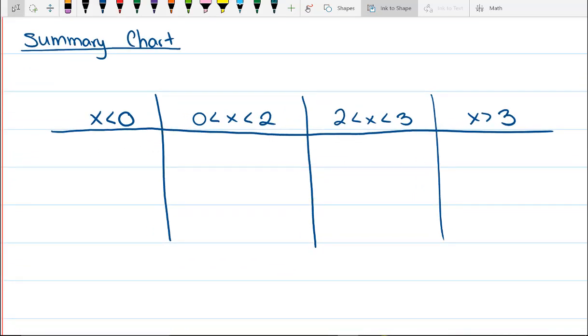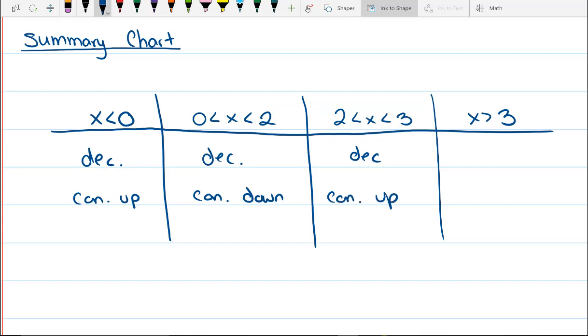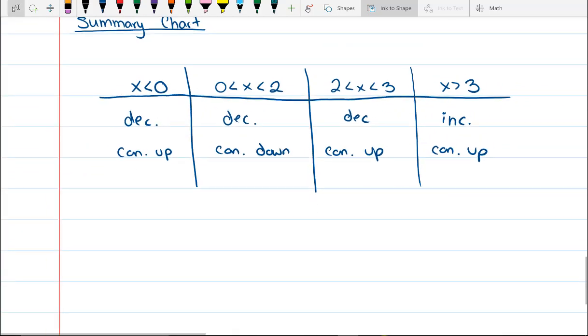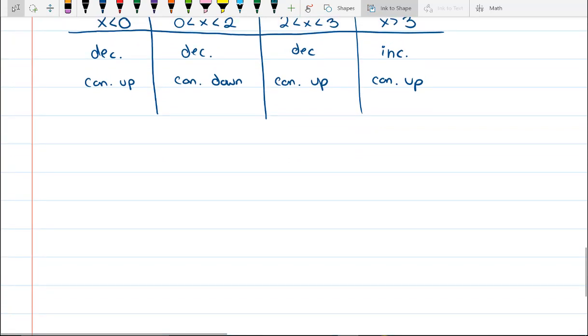So when x is less than 0, we're decreasing and concave up. When we're between 0 and 2, you're still decreasing, but we're concave down. Between 2 and 3, we're decreasing and concave up. When you're bigger than 3, now we're increasing and concave up. So this is all going to be components that are going to help us graph right now.